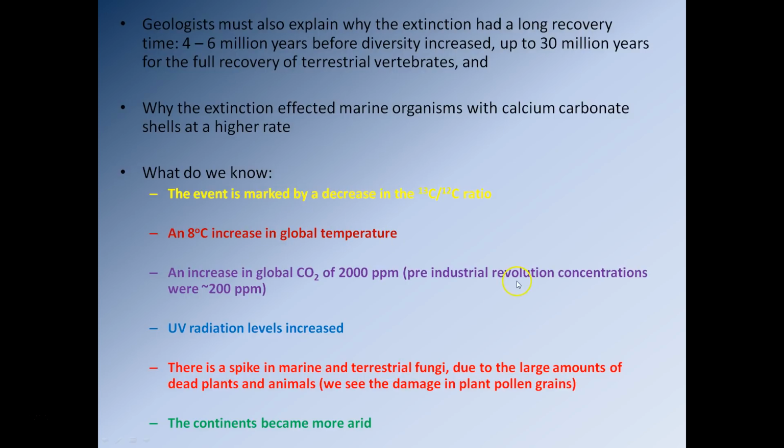We also see indications that there's an increase in the amount of ultraviolet radiation making it to the surface of the Earth. This suggests that something is going on with the ozone layer. We see there's a spike in marine and terrestrial fungi, and that one's relatively straightforward. That's due to the large amount of dead plants and animals, and obviously fungi are decomposers, they break down these animals. So the fact that we suddenly see a large increase in the amount of fungi tells us we've got lots of dead animals and lots of dead plants around.